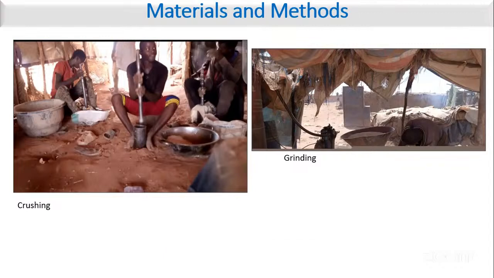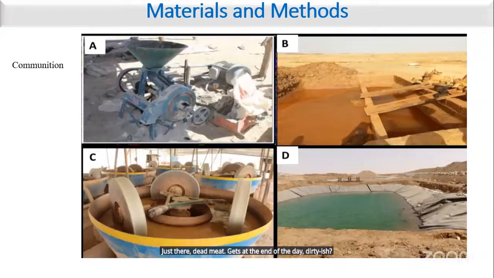For materials and methods, this is the activity they are doing. As I said before, it's by hand or semi-mechanized. You see here they are using their hands to crush the rock they extracted. There are no rules, there is no law. They are just doing it, to get at the end the ore.